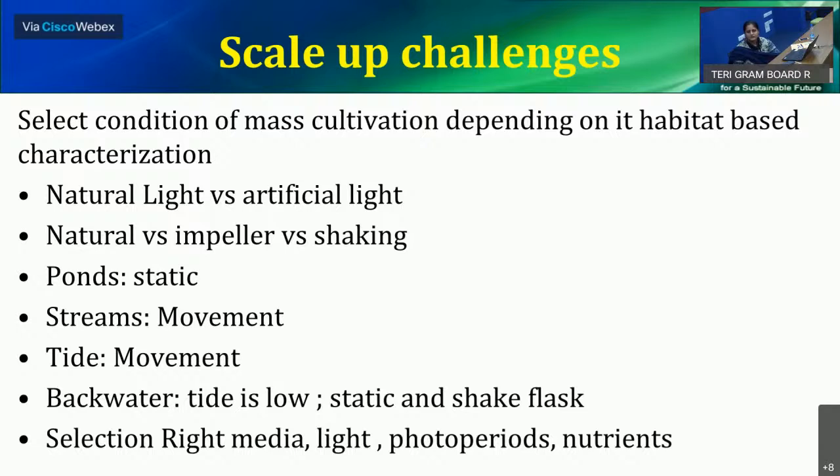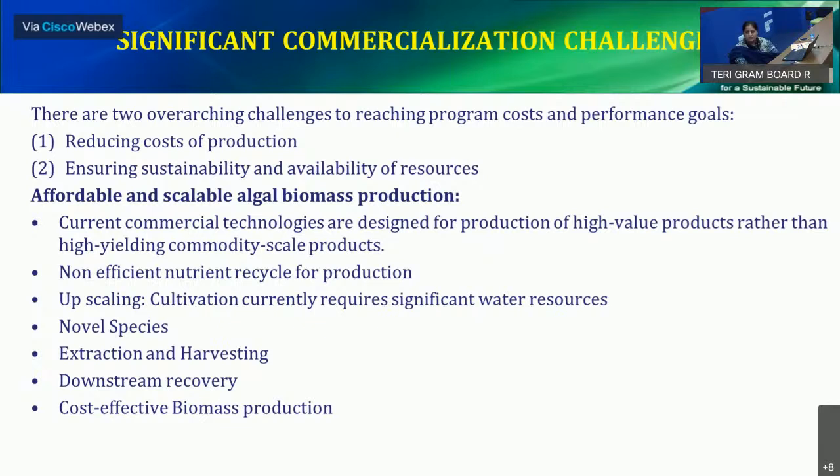Generally, outdoor reactor systems have natural sunlight, so you need to mimic that environment. You need to put some artificial light along with the natural light, so we can try this out. The scale-up challenges also include, for example, that if you have collected from ponds, then you don't need impellers for rotating the algae, but for samples collected from streams, you need to have movement in the sample. And last but not least, the selection of the right media and photoperiods are the most important factors while growing these strains. So beyond the scale-up challenges, we also have significant commercialization challenges which are still prevailing, and we need to address them.